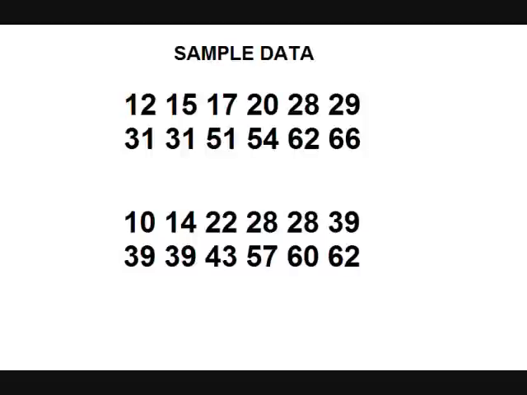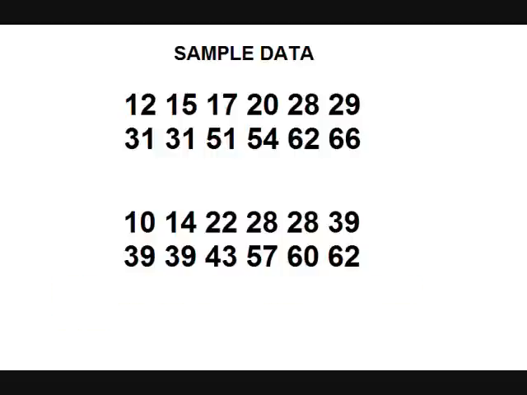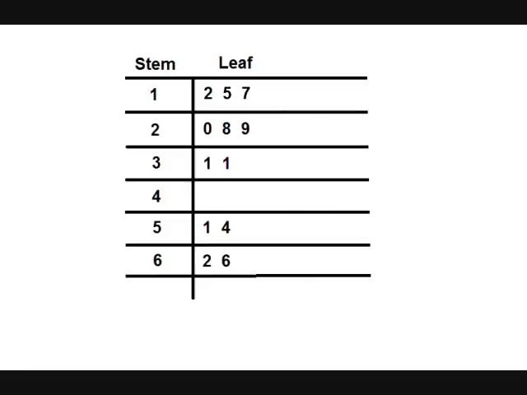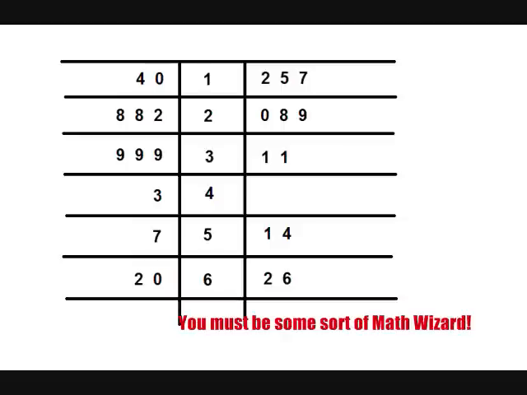Now, what if we have more than one set of data? Say if we had two sets of data, what do we do now? Well, you just do pretty much the same thing, only one set of data you put to the left of the tens column, like this. So now, you'll have one set of data to your left, one set of data to your right, and then you'll have the numbers 1 through 6 labeled down the middle.